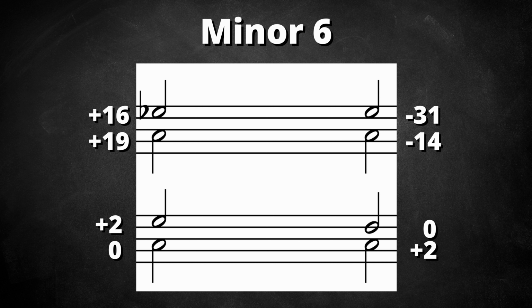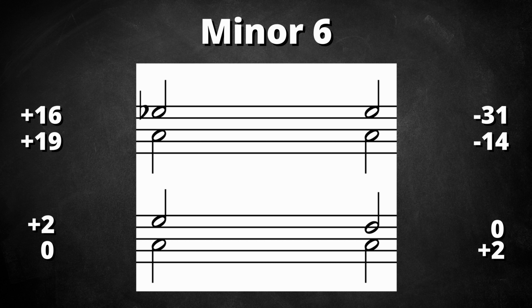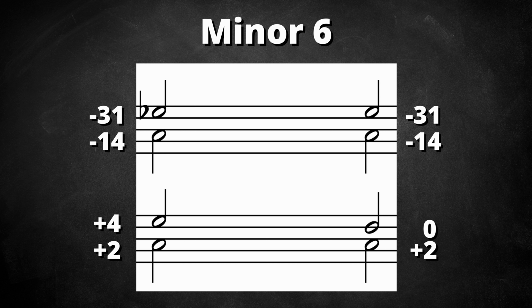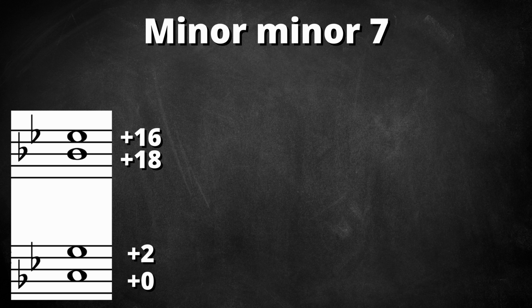If we instead treat it more like a rootless 9 chord, we can move more freely between the two chords. Minor minor 7. The minor minor 7 chord is really difficult to tune, and there's a few ways to go about it. You can view it as a perfect 5th and a perfect 4th stacked on top of each other, depending on the voicing, of course.